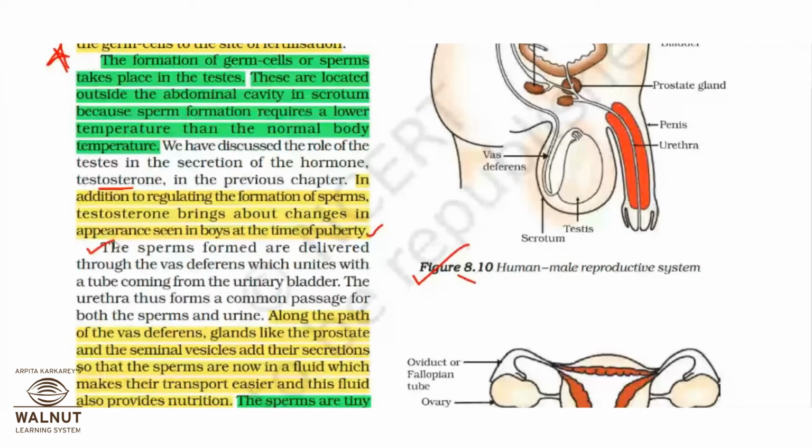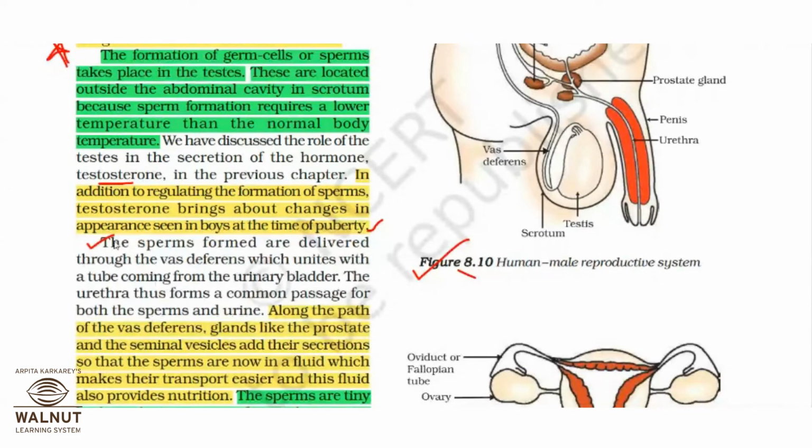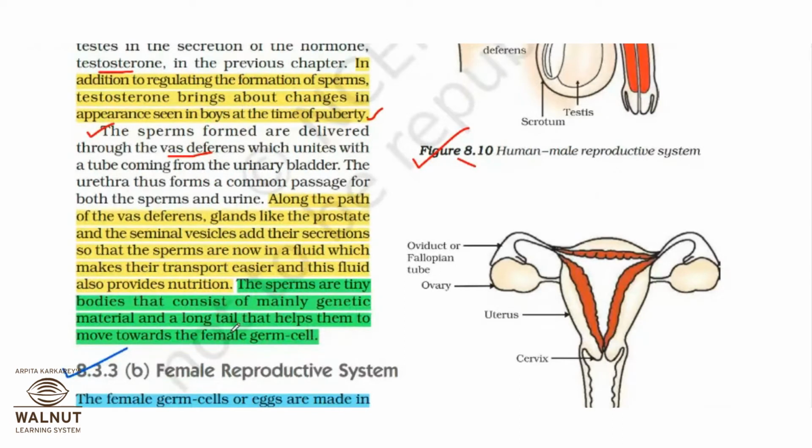Okay. The sperm formed are delivered through the vas deferens, which unites with a tube coming from the urinary bladder. The urethra thus forms a common passage for both the sperms and urine. Along the path of the vas deferens, glands like the prostate and the seminal vesicles add their secretion so that the sperms are now in a liquid which makes their transport easier, and this fluid also provides nutrition.